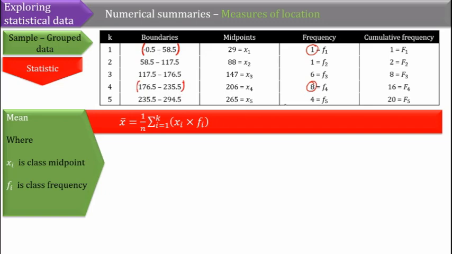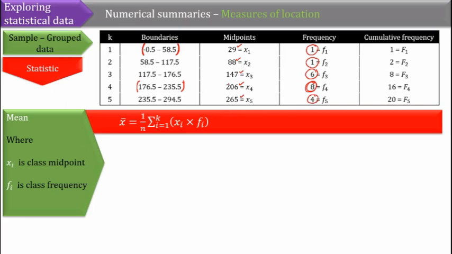So what this formula is saying is: take the midpoint for each of these classes and imagine that all the data is equal to the midpoints. So the one value that's in this class, imagine that it's equal to the midpoint. So I have a value equal to 29 in the first class. The second class, I have one value that's equal to 88. The next class, I have 6 values equal to 147. The next one, I have 8 values equal to 206. And the last one, I have 4 values equal to 265. And now calculate the average using that.